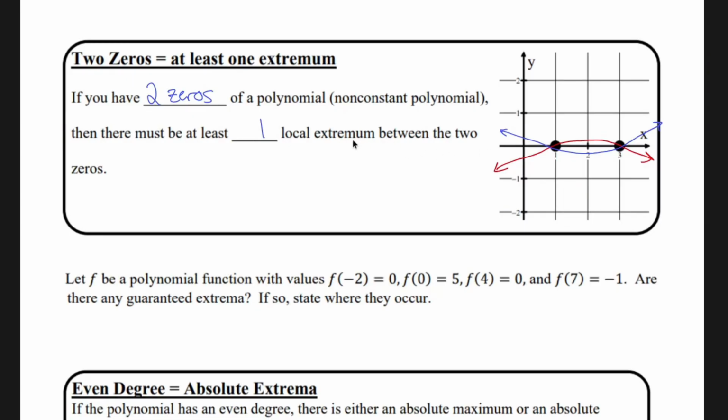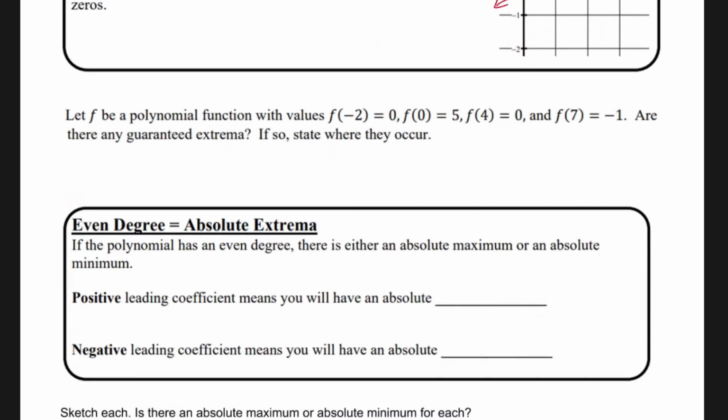Extremum is just a fancy word for either maximum or minimum. I don't know if I mentioned that yet, or if you've heard that before, but you will have either a minimum or a maximum, and you could have more for all we know. So that leads us to weird problems like this guy right here.